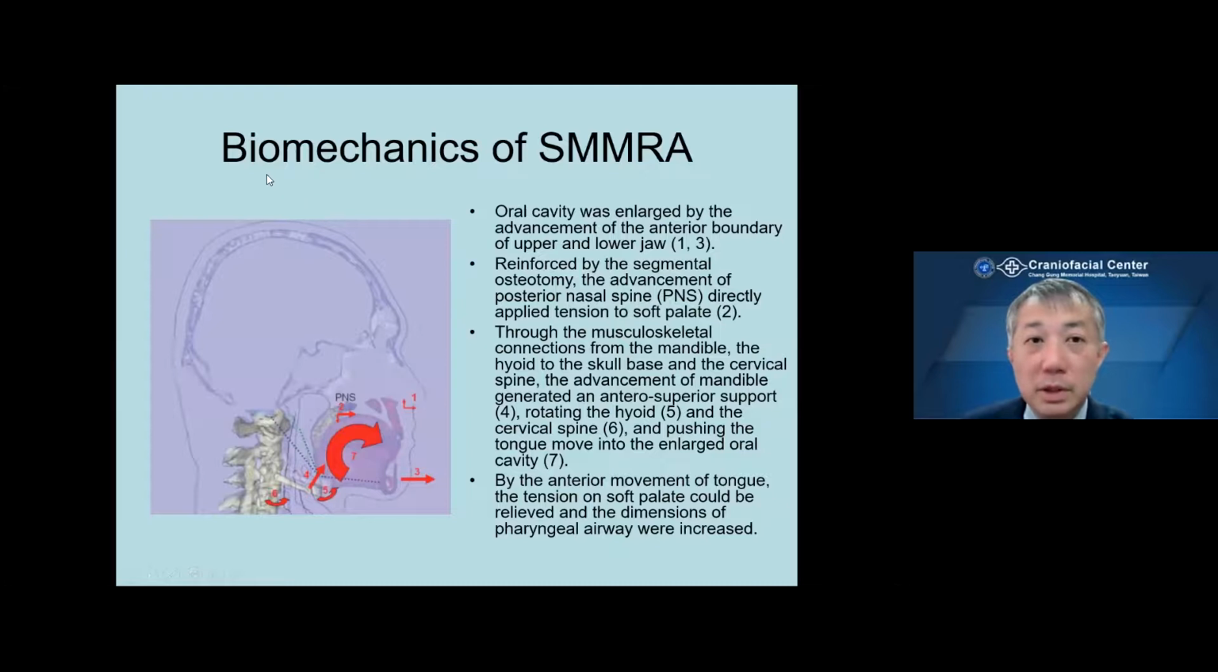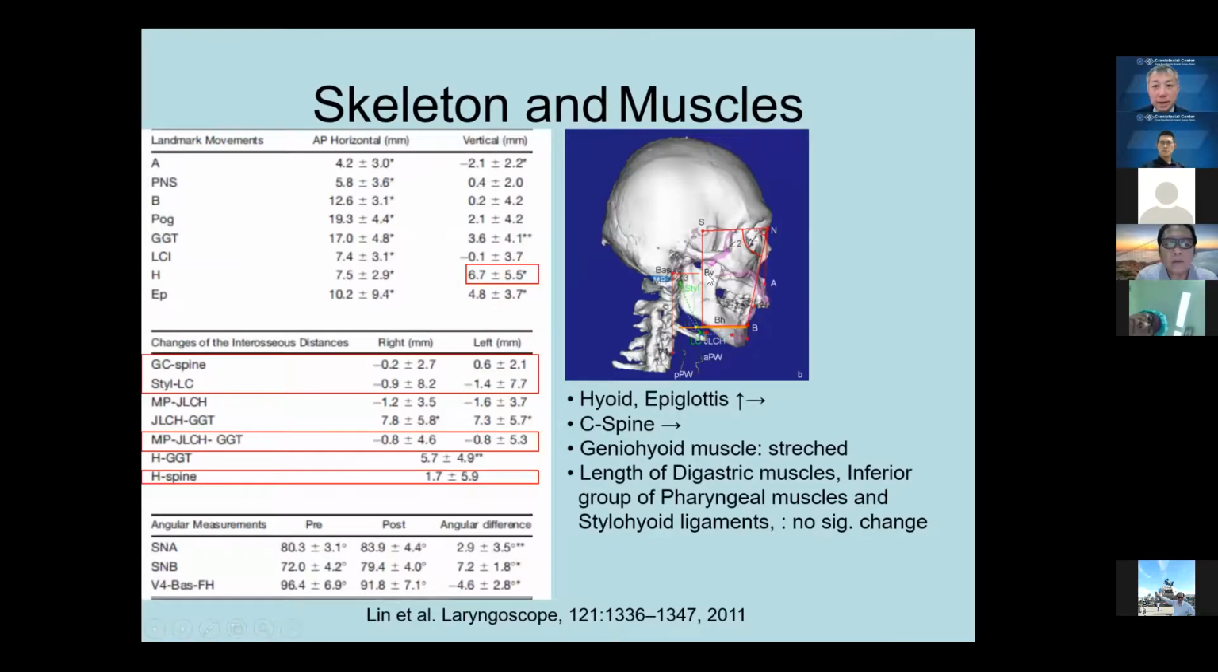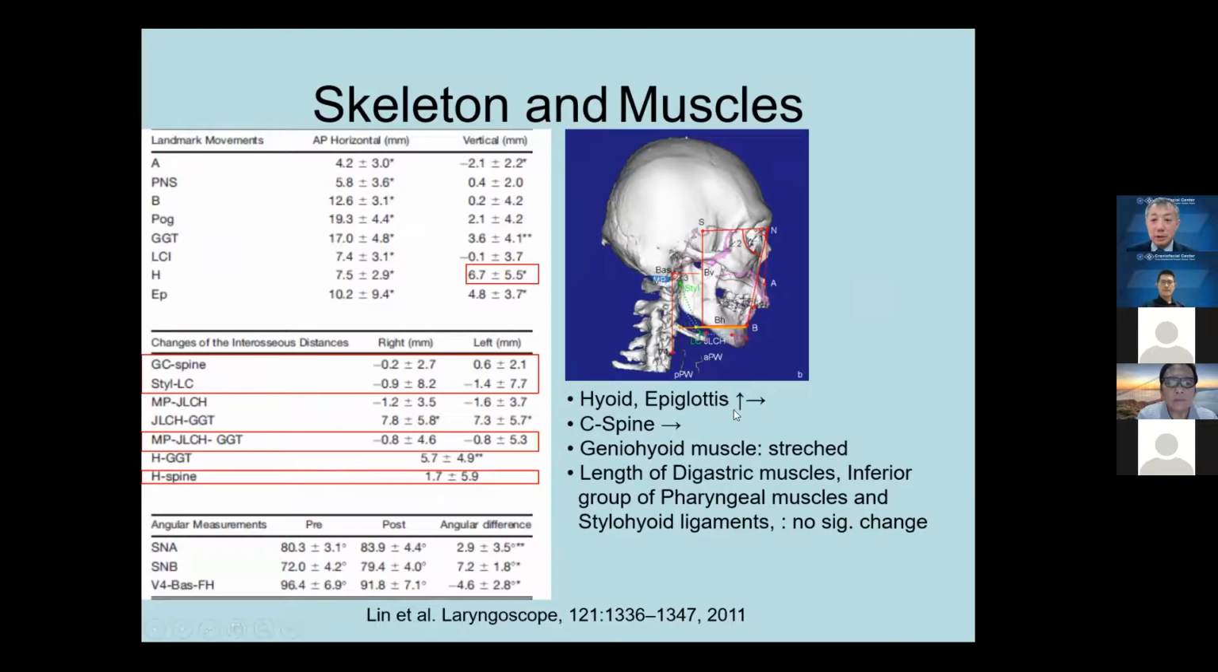So the biomechanics of this type of surgery is to move the skeleton forward, and then the oral cavity can increase. And because the muscle tone increases, the hyoid and tongue will be supported and pushed forward and upward. So the pharyngeal airway can be improved. And by the measurement of CT, we can see that all the skeletal landmarks can be improved, especially the hyoid and epiglottis will go upward and forward.